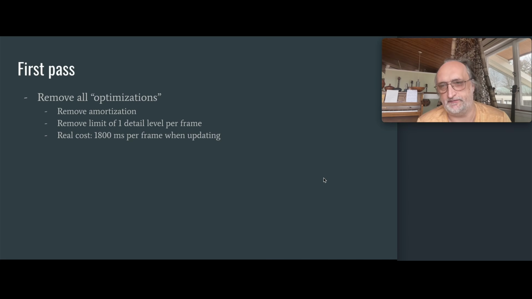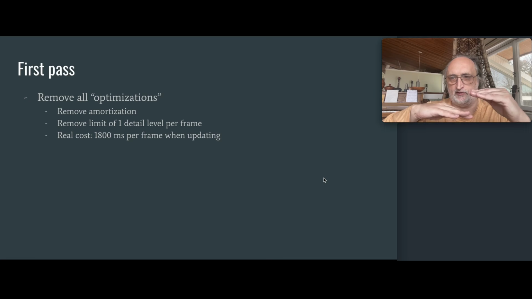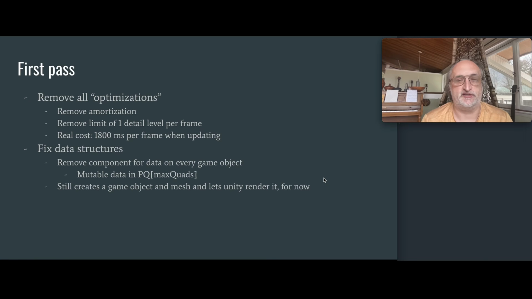What I did to fix this is, first of all, I removed a bunch of the amortization, right? I got rid of all of those optimizations so I could really see what I was dealing with. And I removed the limit that it could only adjust gradually. I wanted it to adjust all in the frame to what it needed to be. And what I got, in not even a real stress case, just a general moving around, was about 1,800 milliseconds per frame when it crossed a boundary and had to adjust the detail levels, which is really, really slow.